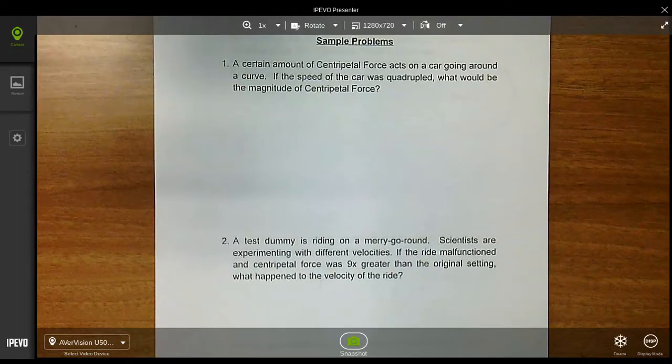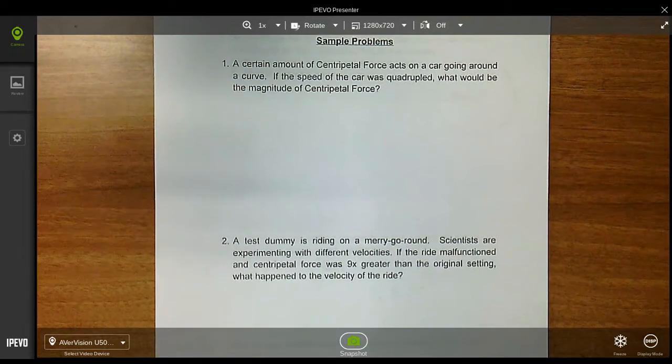Welcome everybody to another physics class. In today's lesson, we are going to go ahead and do some sample problems for uniform circular motion. So these are some more additional problems. You have this worksheet available in Canvas, and we are going to go ahead and solve through it.